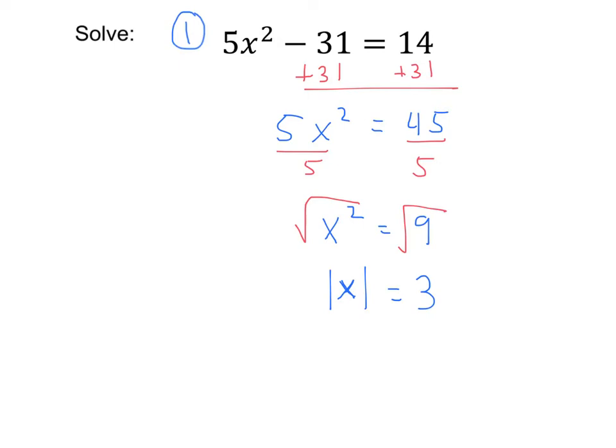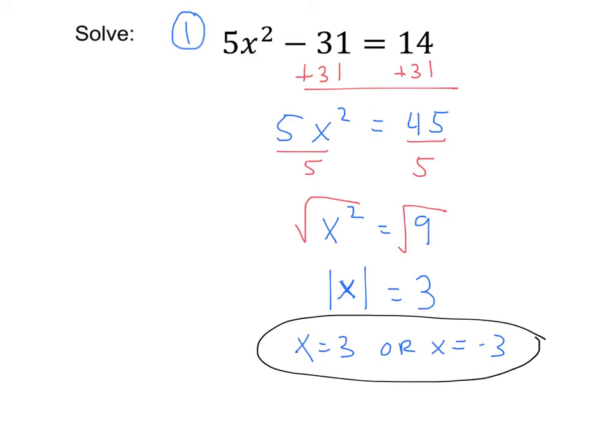I want you to think, what values for x would make this true? And the answer is this could be true if x were equal to 3, or if x were equal to negative 3. So those right there are your 2 answers. And these are the numbers that would make our original equation true. And you can check them. If I put 3 here, 3 squared is 9 times 5 is 45. 45 take away 31 is 14. And negative 3 will also work as well.